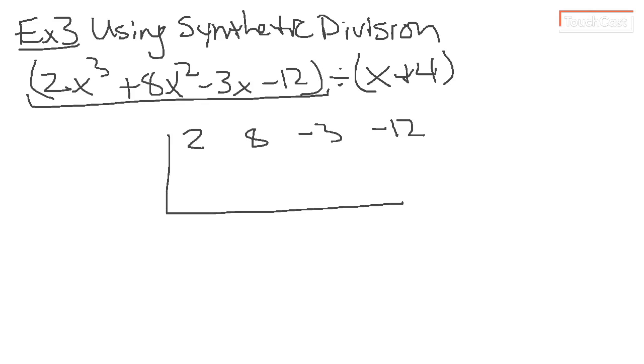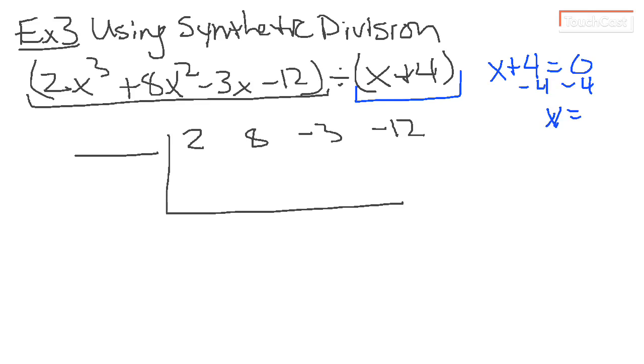Now on the outside, right here, we're going to take and put whatever number would make the divisor, the second part of our division, equal 0. So if we have x plus 4, let's just set that equal to 0 and solve it for x. So we subtract 4, which means x would have to be negative 4. So our number that's going to go outside this box is going to be a negative 4.